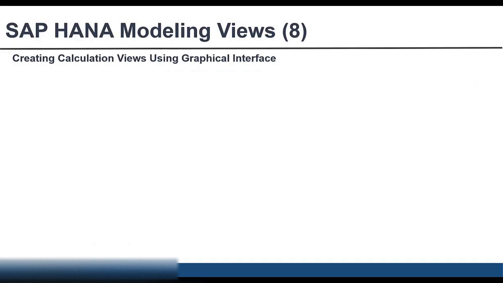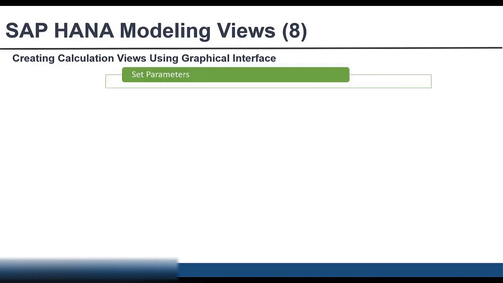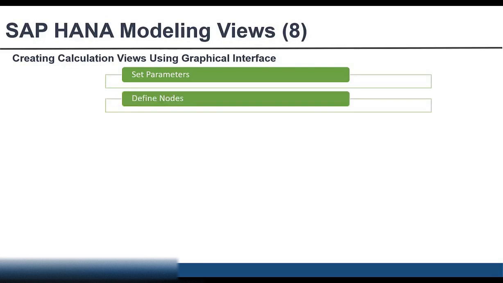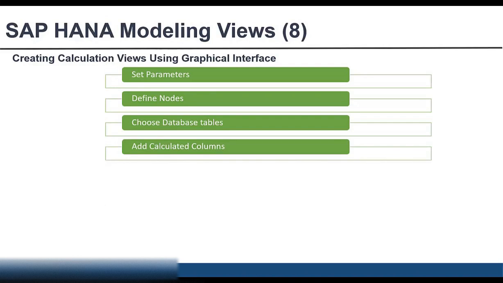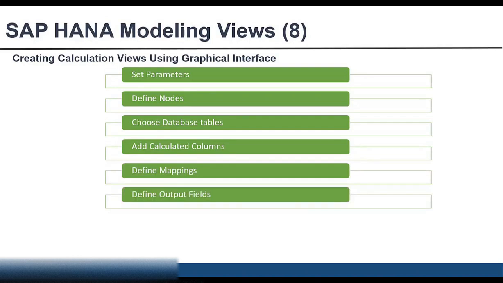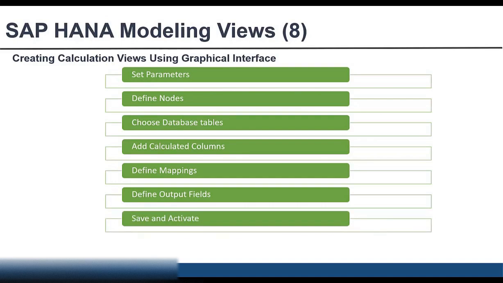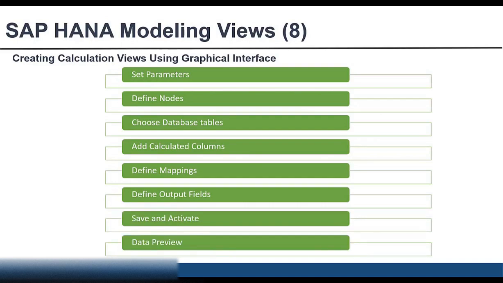Creation of calculation view using graphical interface. Following are the steps to be followed for creating calculation views using the graphical interface. Set the parameters, define nodes, choose database tables, add the calculated column, define mapping, define output fields, save and activate, and do the data preview.